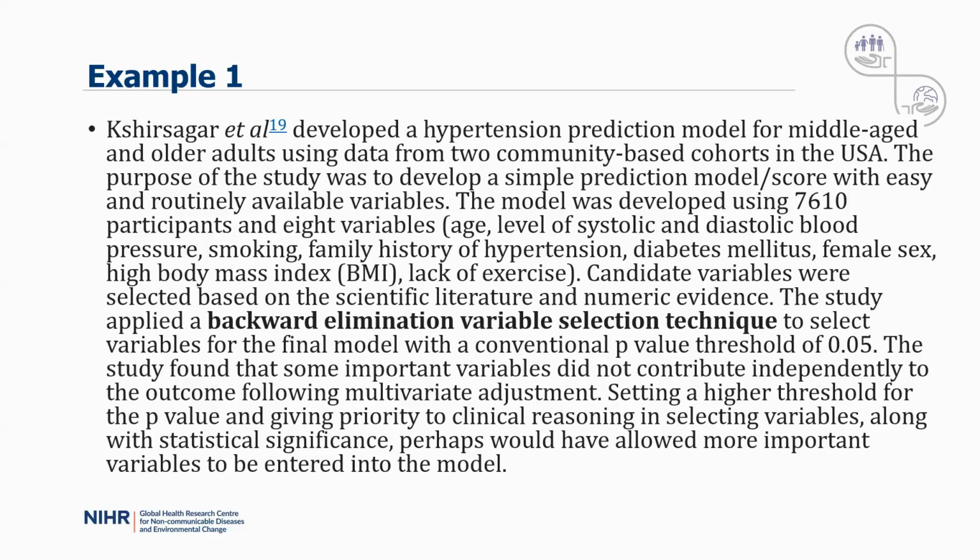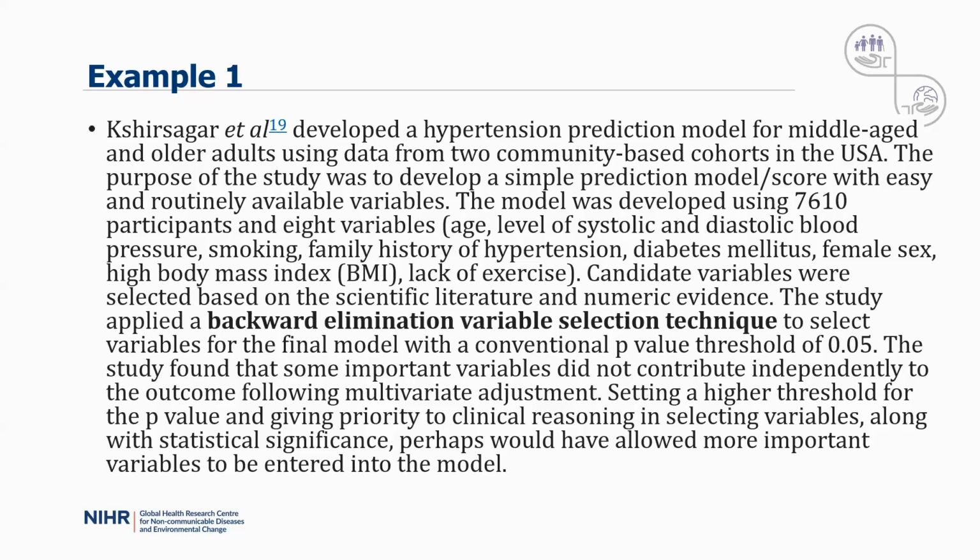So this is a list of your independent variables. You will see that some of them are continuous, some of them could be categorical. So there is no constraint on the level of measurement of the independent variables. You have smoking, family history of hypertension, whether diabetes or not, BMI, and lack of exercise. Now, candidate variables, that is the variables of interest, were selected based on scientific literature, which should always be, as I said, your first choice, a theoretical framework, some scientific basis, and the number of evidence.